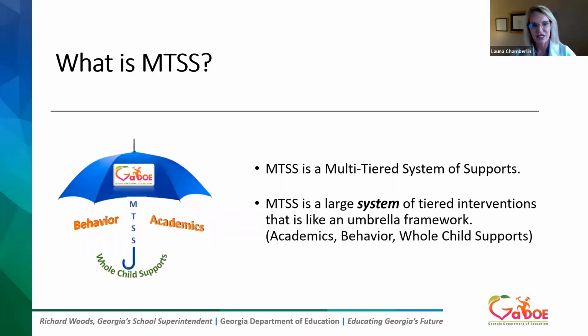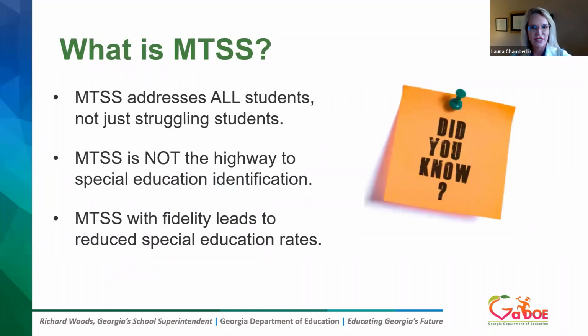So what exactly is MTSS? Well, MTSS is a multi-tiered system of supports, and we illustrate MTSS as a large system of tiered interventions that is like an umbrella framework like this. If you gather your hands, it's like an umbrella framework to encompass academics, behavior, and whole child supports. So I've now mentioned a few times that MTSS is for all students, not just struggling students. MTSS is also not the highway to special education identification, and implementing MTSS with fidelity leads to reduced special education rates.